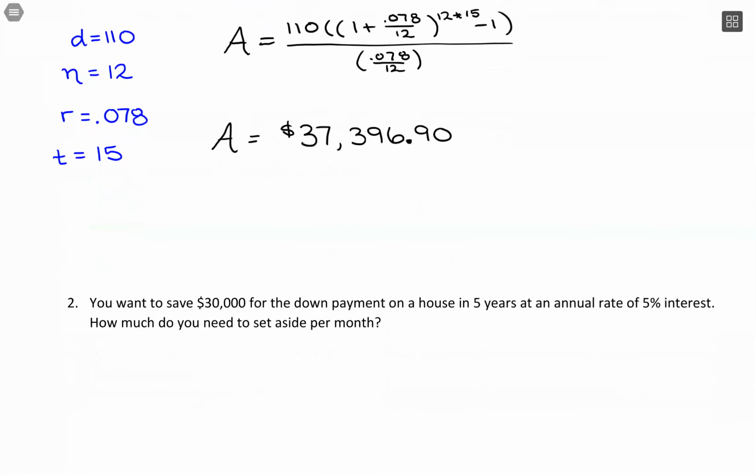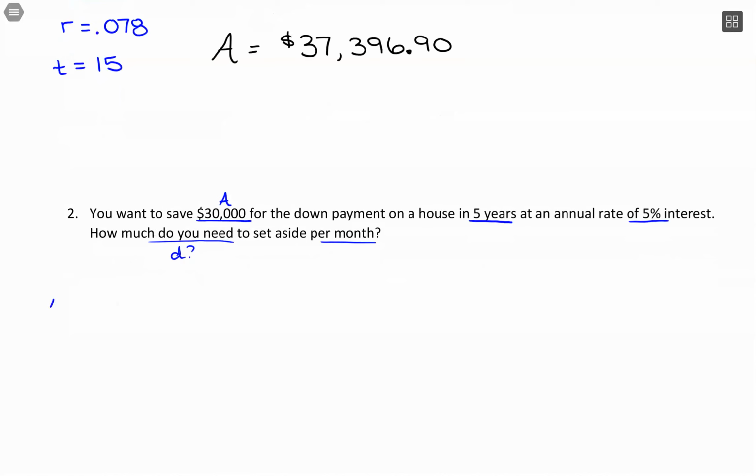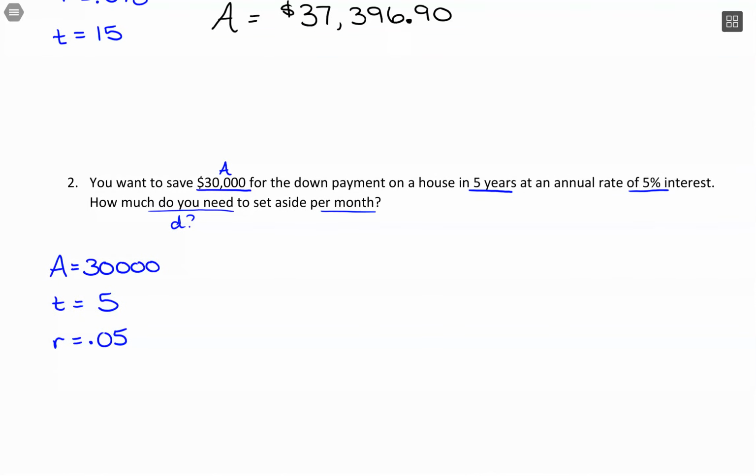All right, and then this one is you want to save $30,000 for a down payment on a house, and you want to do this in 5 years. You have this annual rate of 5% interest. How much do you need to set aside per month? So we want to find what is our deposit amount monthly to get to this amount. So this is that case where we know the balance of the account. We'll want that to be $30,000 over a time of 5 years with a rate of 5% interest. We don't know the deposit amount, but we're going to do this monthly.